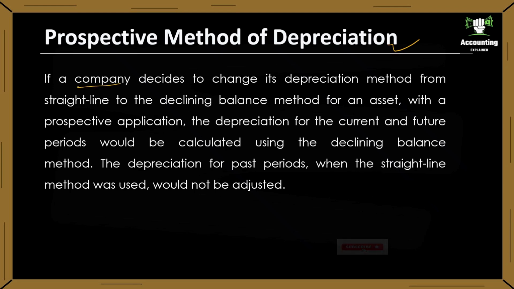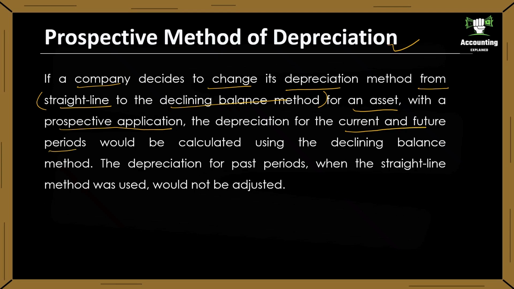Okay, if a company decides to change its depreciation method from straight line to the declining balance method for an asset with a prospective application, the depreciation for the current and the future periods will be calculated using the declining balance method. So the new method will be used for calculating the depreciation for the current and the future periods.